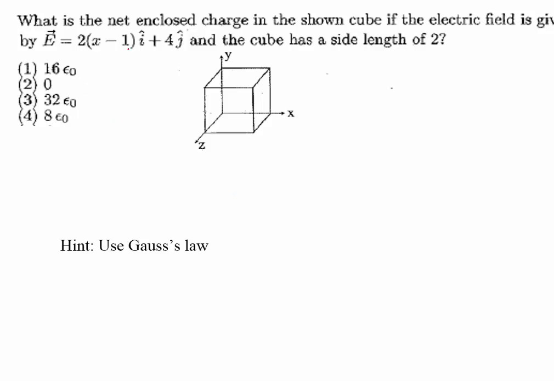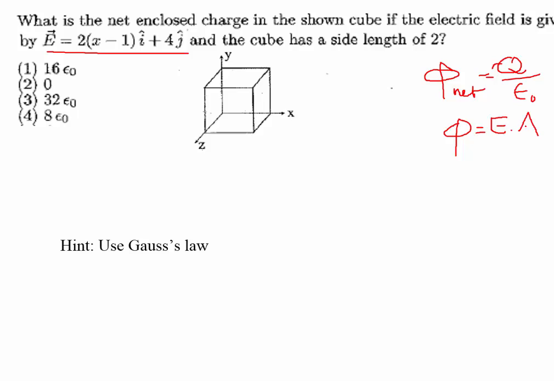Next, what is the net enclosed charge in the shown cube if the electric field is given by the expression E equal to (2x minus 1) i plus 4j? So the electric field has an x component and a y component. Now remember, what is the principle we are going to use here? The principle we are going to use here is the net flux leaving a surface, phi net, equal to the amount of charge enclosed in that space divided by epsilon 0. This is Gauss's law. So we need to find the net flux in here. How? What is net flux? Net flux is the flux crossing a given area, which is E multiplied by the area of cross-section.